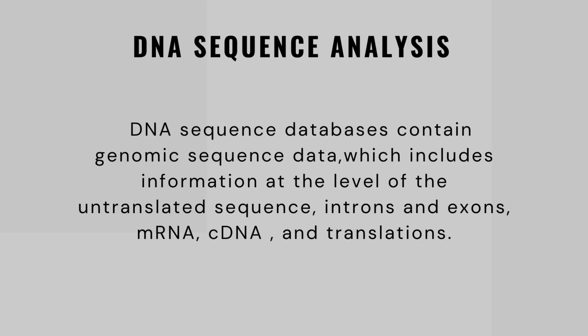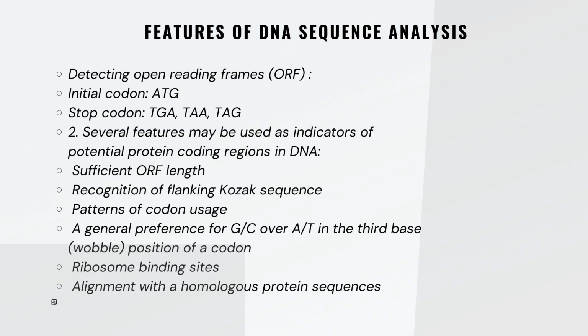DNA sequence analysis uses databases containing genomic sequence data, which includes information at the level of the untranslated sequence, introns and exons, mRNA, cDNA, and translations. Here are the features of DNA sequence analysis: detecting the open reading frame or ORF, the initial codon which is ATG, and the stop codons which are TGA, TAA, and TAG. These features may be used as indicators for potential protein coding regions in DNA.